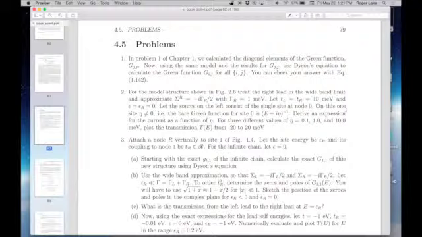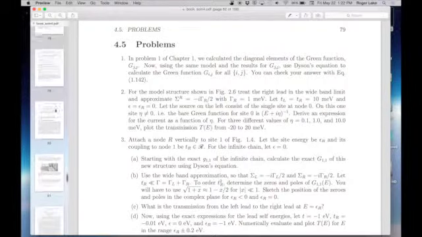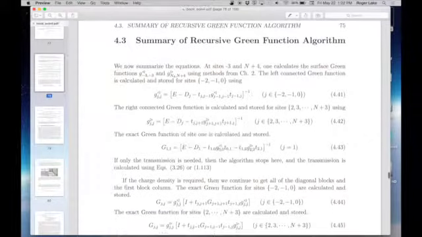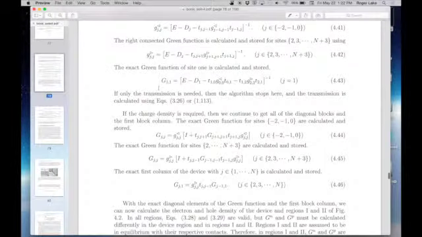Problem one, I think you can do it just using the algorithm that we used to create that first block column in that whole recursive Green function algorithm. Chapter 4, it was the last part of that algorithm, where we actually constructed some off-diagonal blocks of the Green function. And here's the summary of all the equations. So here, you're actually creating off-diagonal blocks of the Green function.